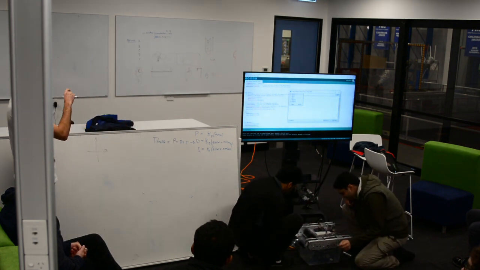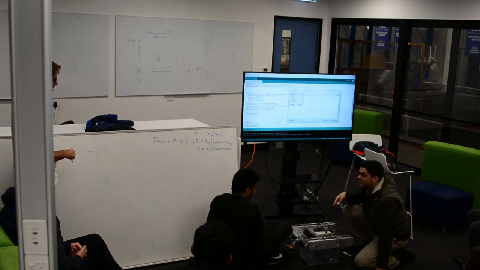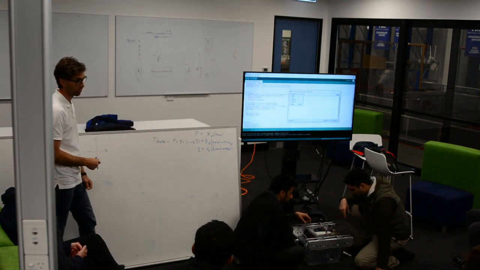Getting rid of the last little bit of steady state error that you can't deal with. And if you just have an I controller, it actually works pretty well. You can just have an I controller.